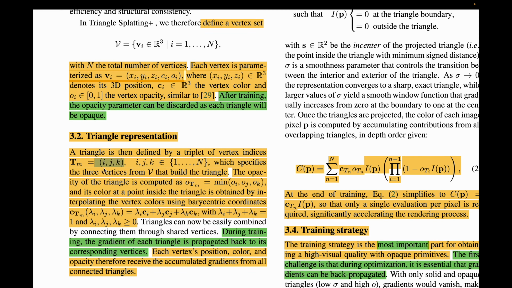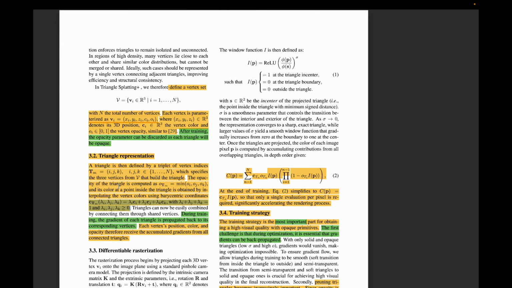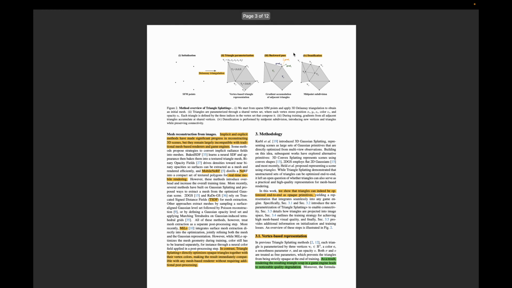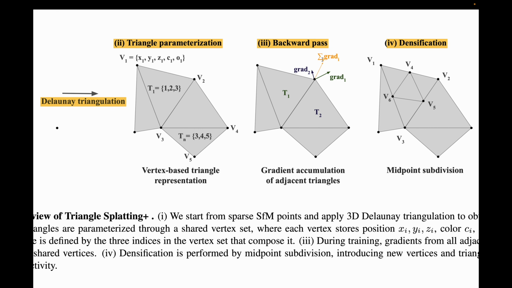Then the properties of each triangle, such as, for example, the color or the opacity, they get by doing a barycentric interpolation between the vertex attributes. And therefore the gradients are propagated first to the triangles, and then they are averaged or summed to the vertices, and then you can update the parameters of your representation, because your parameters are really the vertex attributes. It's not per triangle, it's per vertex attributes.